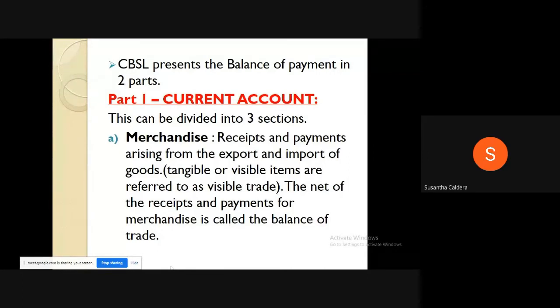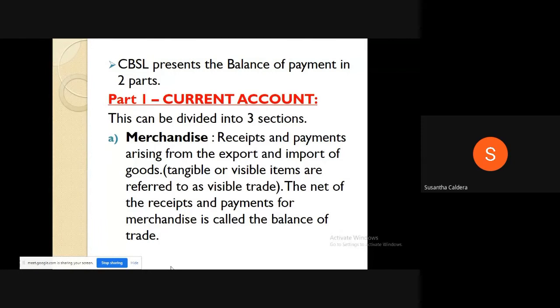We call it tangible or visible trade because these goods we can see and touch. They are tangible, visible items. The net of the receipts and payments for merchandise is called the balance of trade.